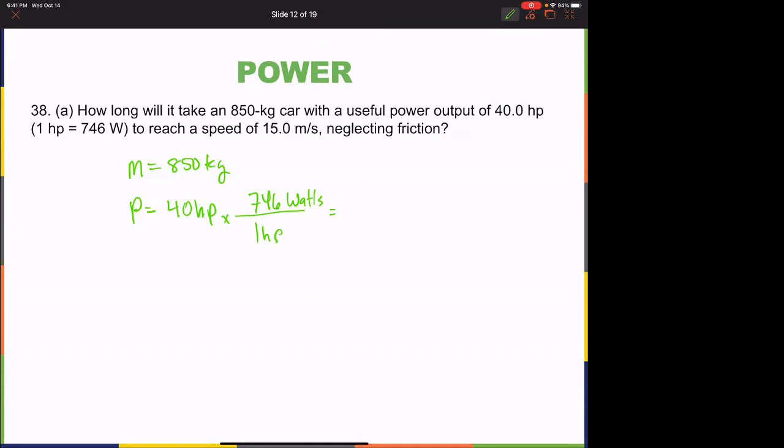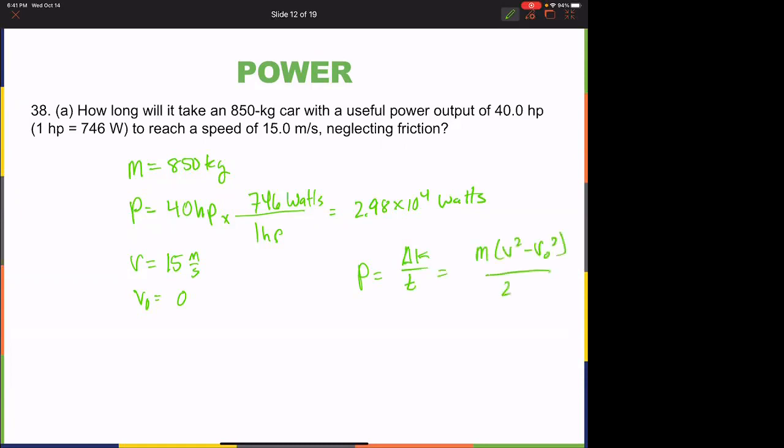So that's 2984. I'm just going to write it out. 2.98 times 10 to the fourth watts. And our final velocity is 15 meters per second. Our initial velocity is 0. So again, we're going to use our delta K formula. P equals delta K over t. So that's m times v squared minus v naught squared, over 2t.